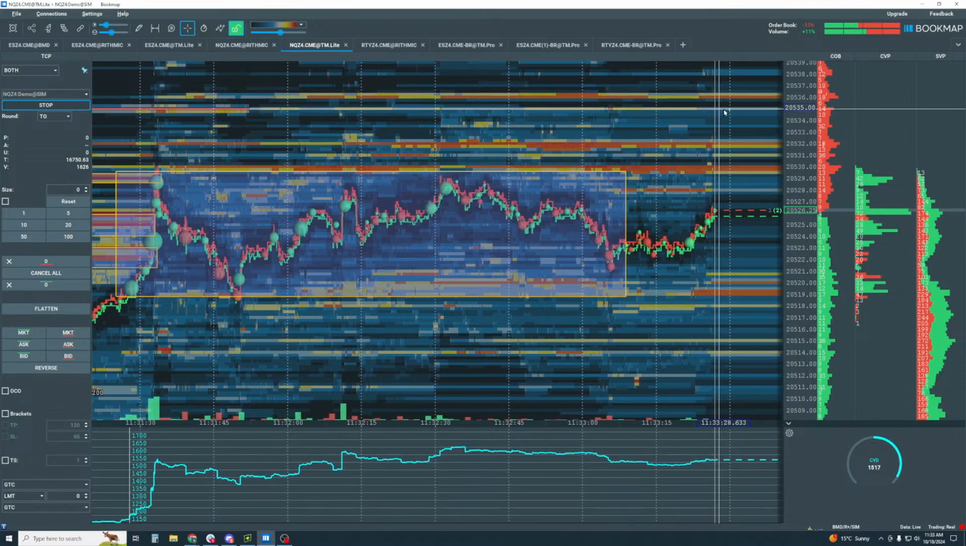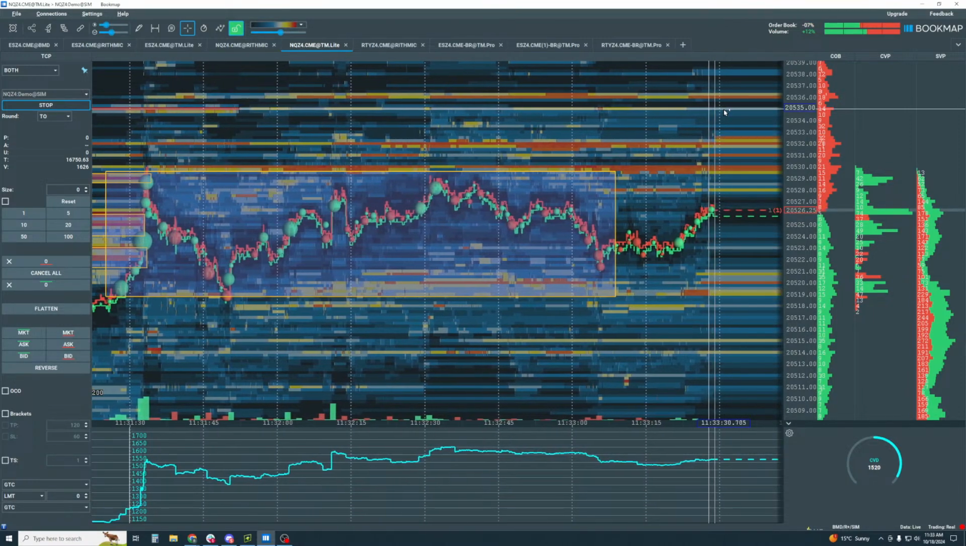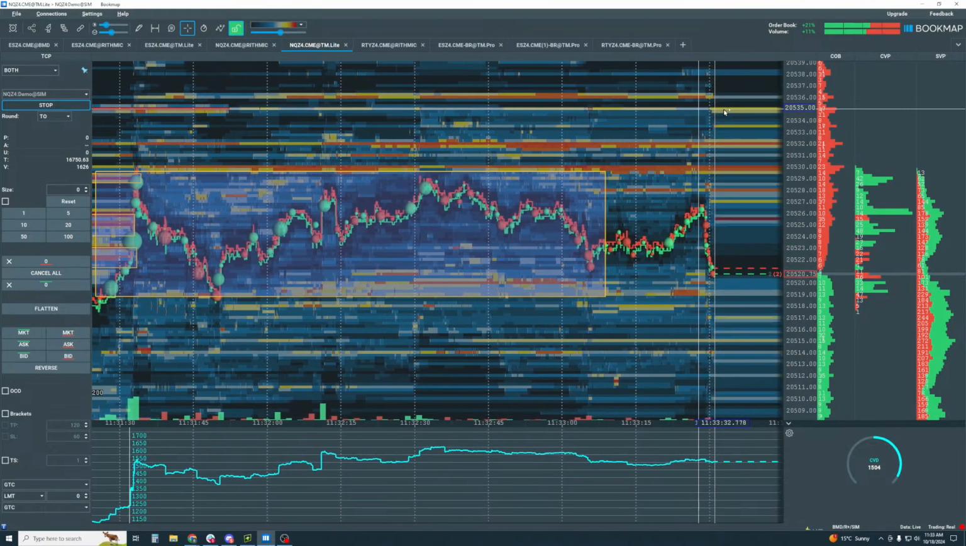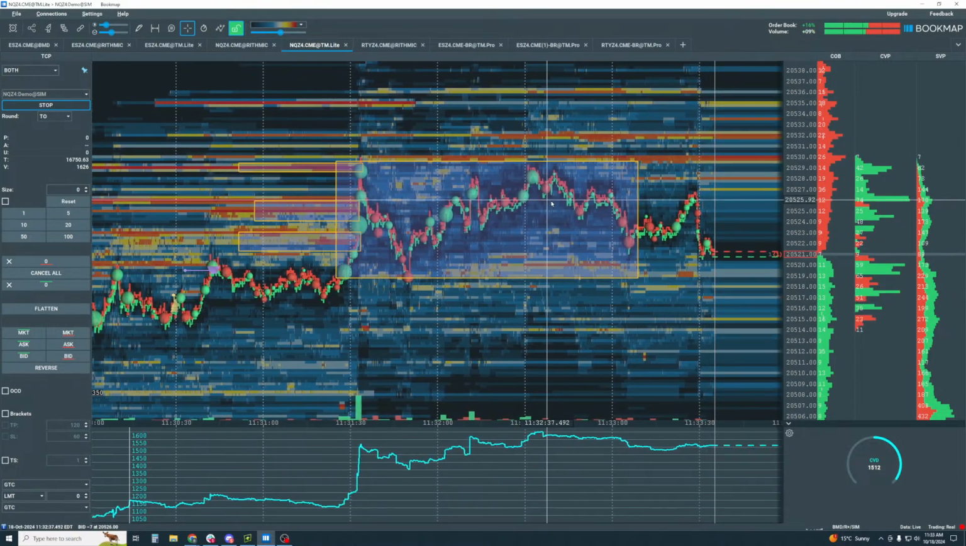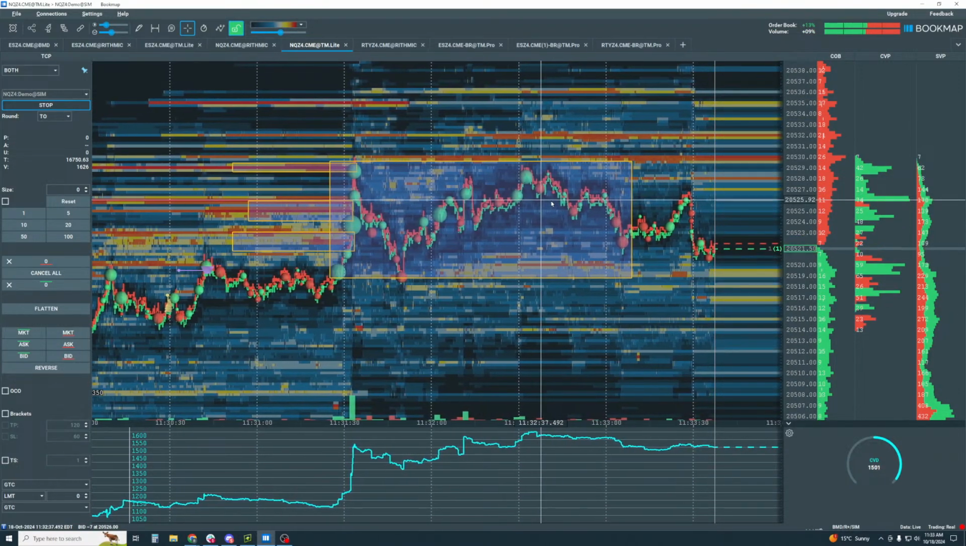So I would recommend that you guys, if you're new to Bookmap, try this.